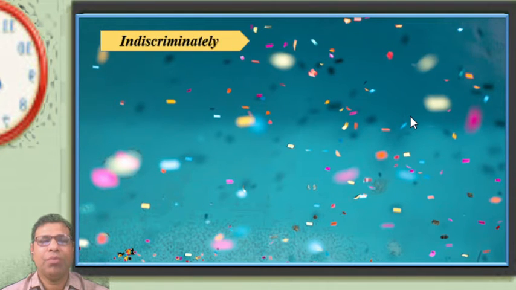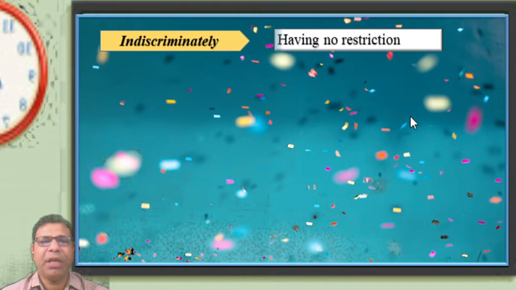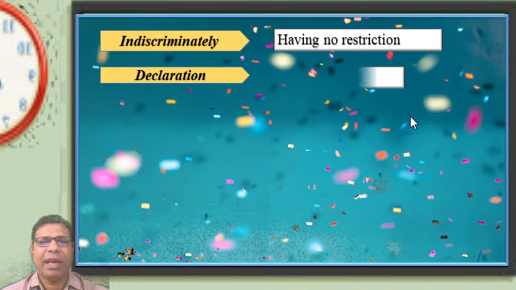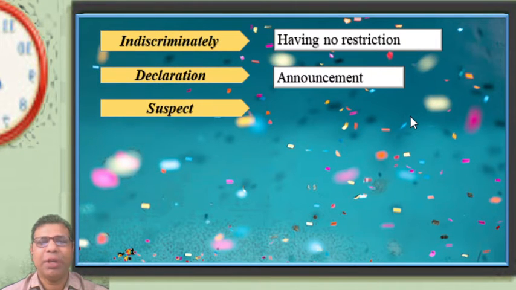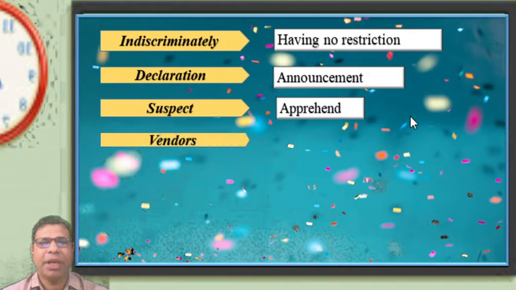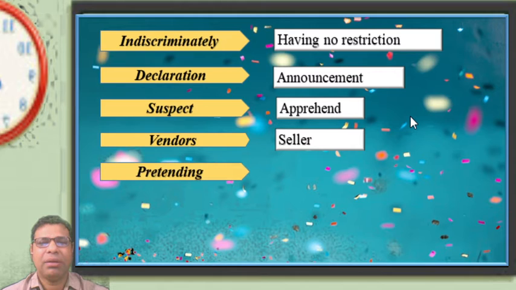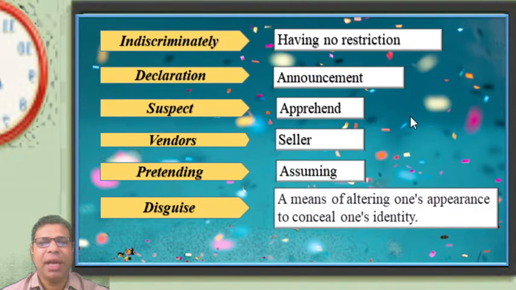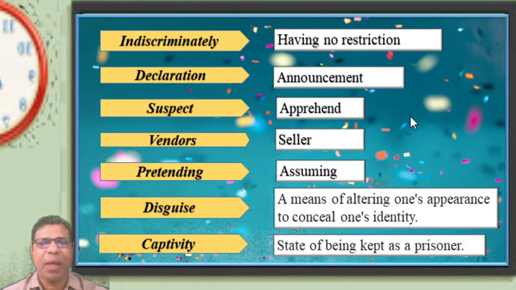Now look at more vocabulary. Indiscriminately, that means having no restriction. Declaration, announcement. Repeat after me, dear students. Suspect, that means apprehend. Vendor, seller. Pretending, assuming. Disguise, a means of altering one's appearance to conceal one's identity. Captivity, state of being kept as a prisoner.